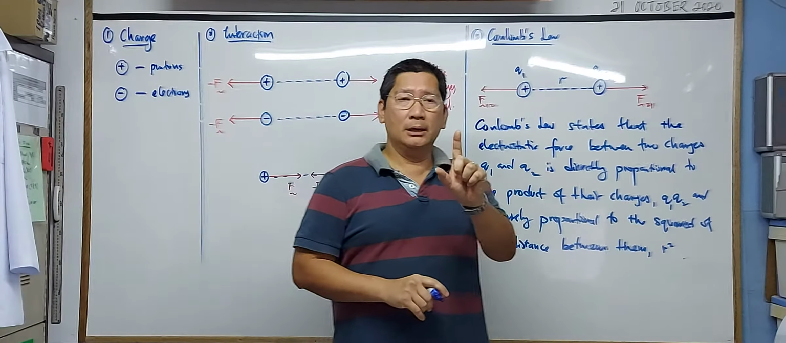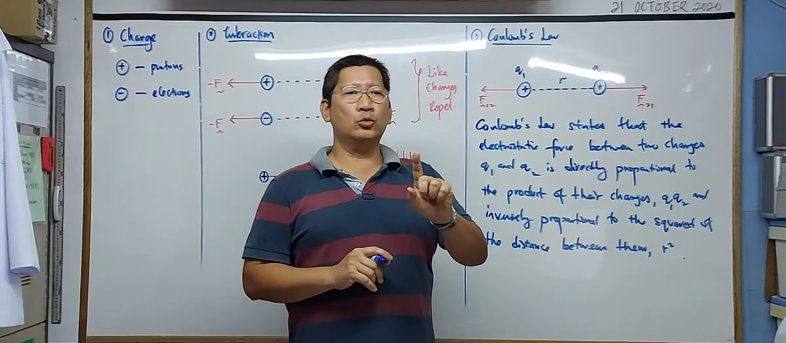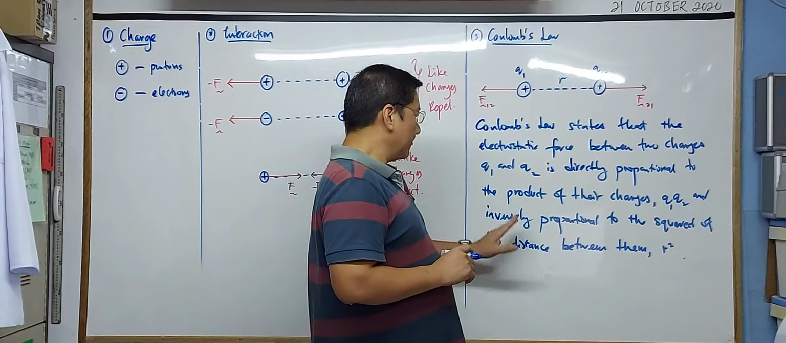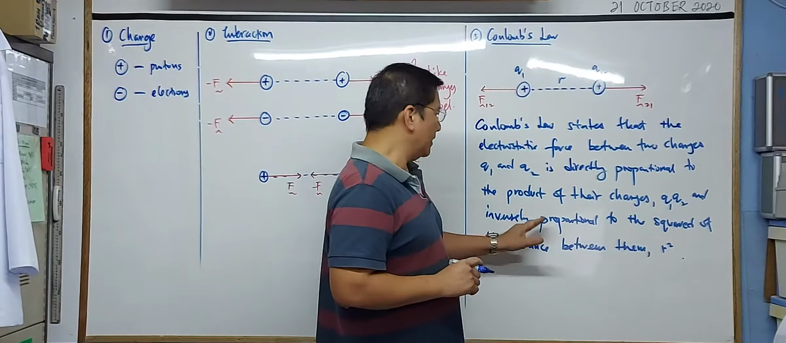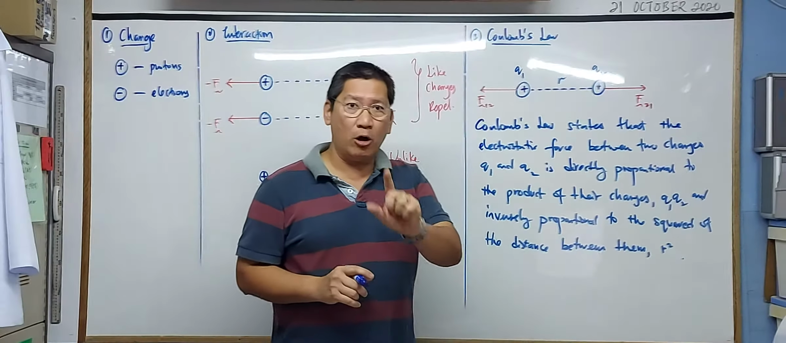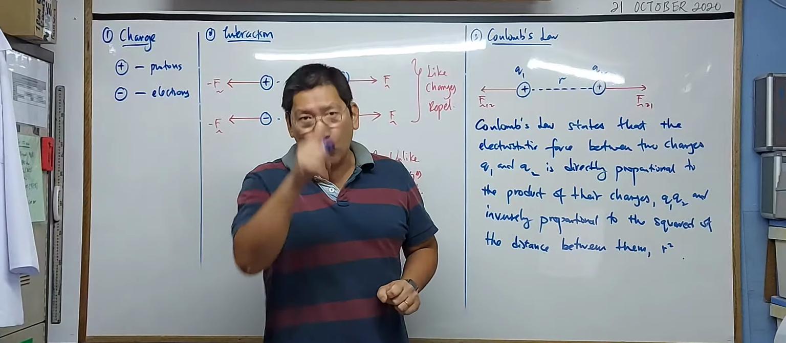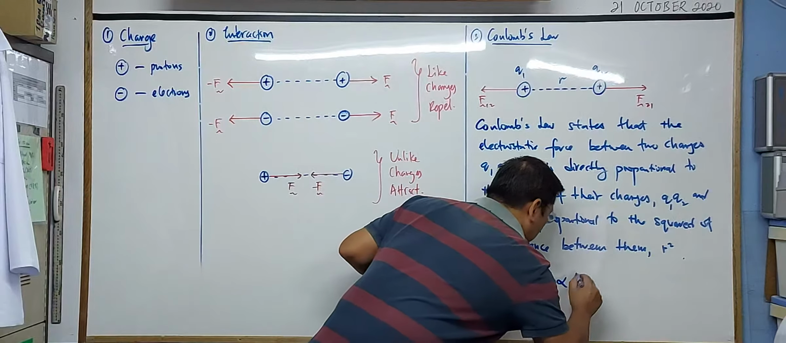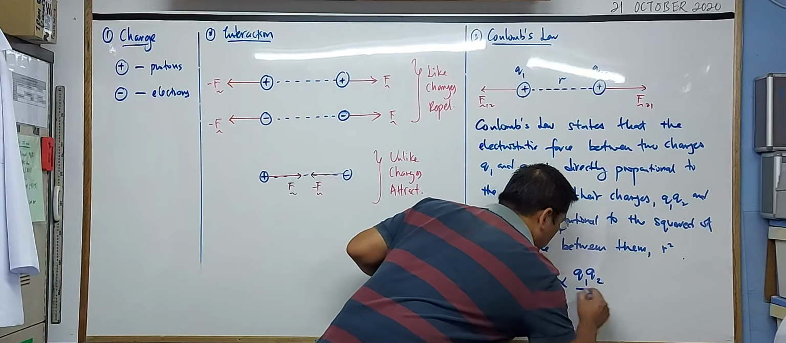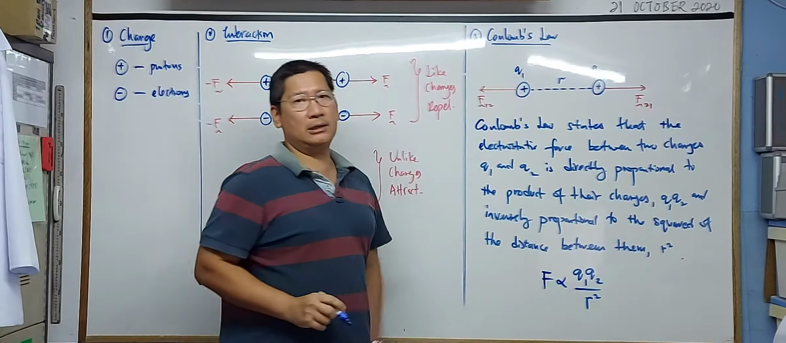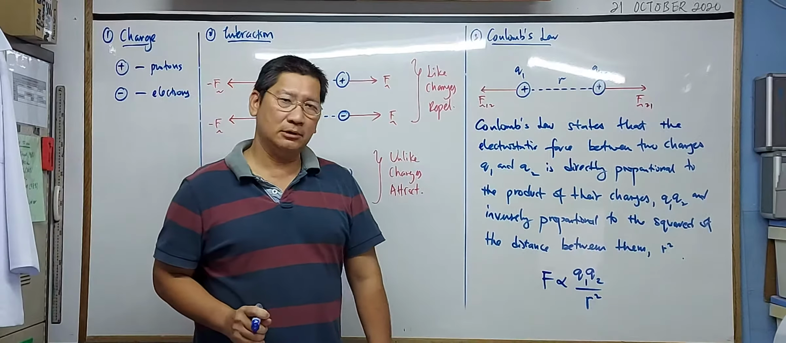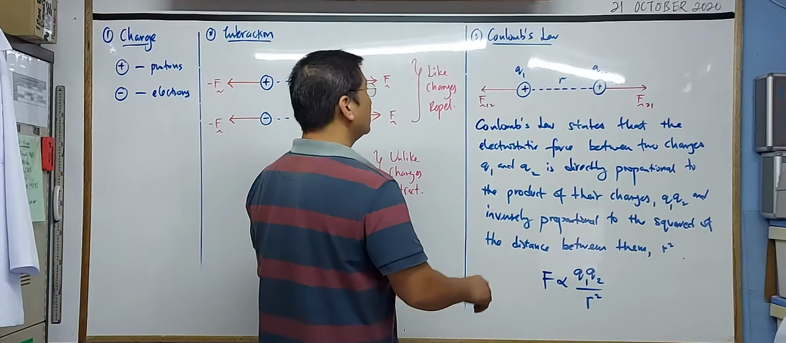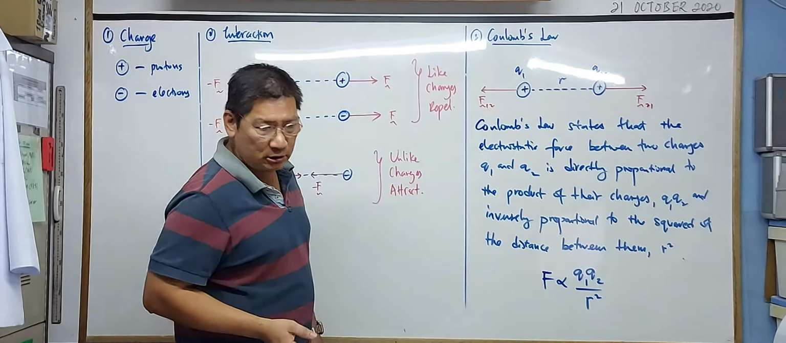So number 1, it is directly proportional to the product of their charges. That means Q1 multiply Q2. And the second one is inversely proportional to the square of the distance between them, 1 over R squared. So if we combine them, we get something like this: Q1, Q2 over R squared. That is the proportionality. Alright? So we're going to change it into an equation, so that we can get the Coulomb's law equation.